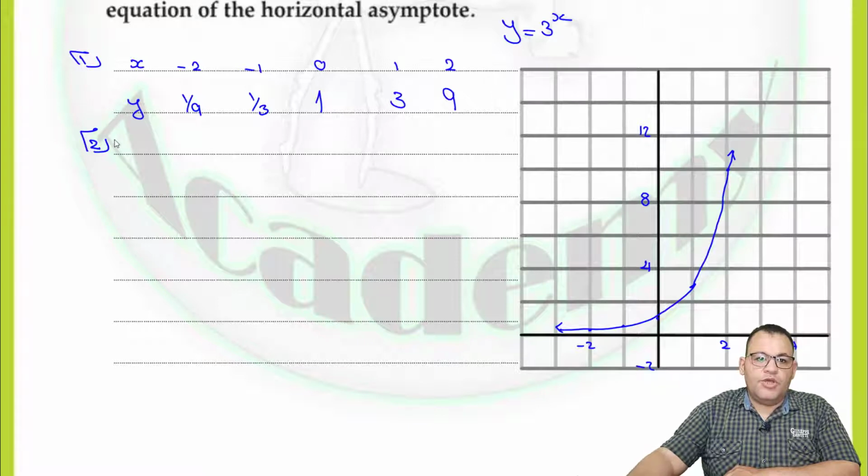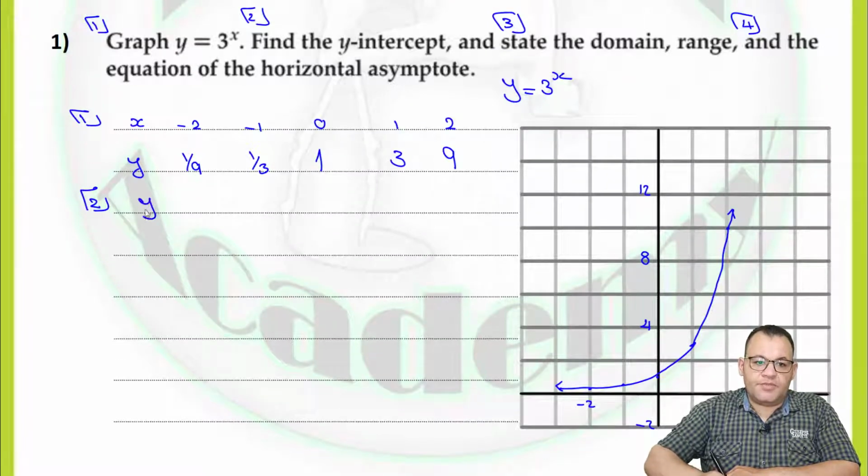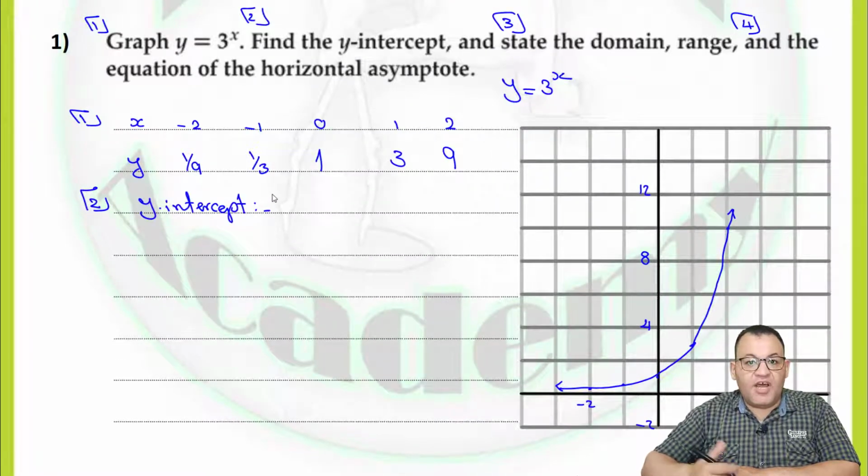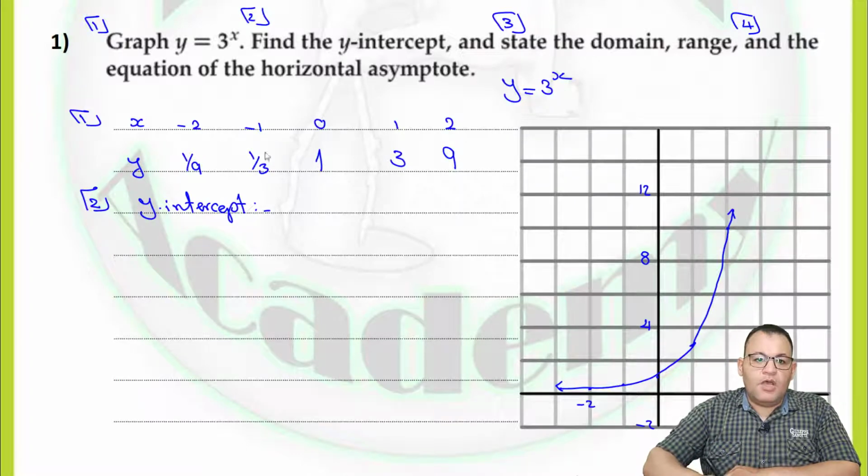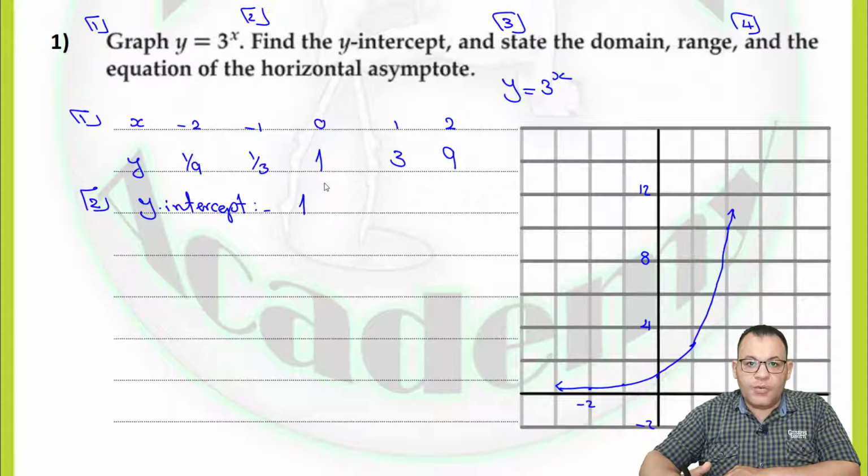Now number 2, we need to find the y-intercept. The meaning of the y-intercept is the value of y when x equals 0. When x is equal to 0, y is equal to 1. So for any exponential equation, the y-intercept will be equal to 1.